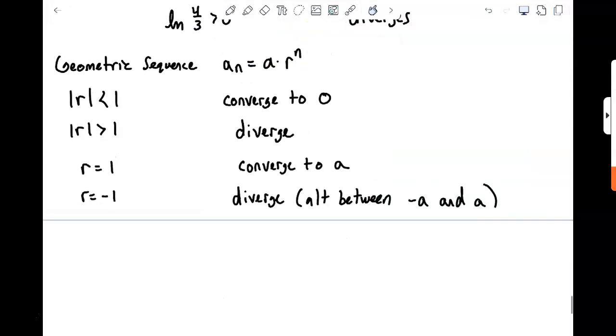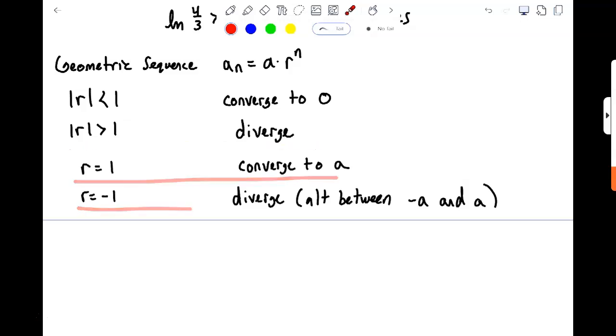So with a geometric sequence, it's only going to converge to a value if the absolute value of the ratio is less than 1. Otherwise, it's going to diverge.